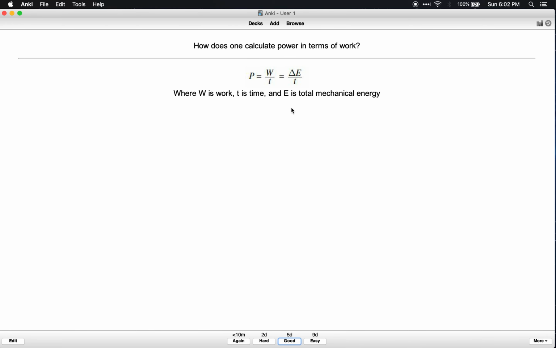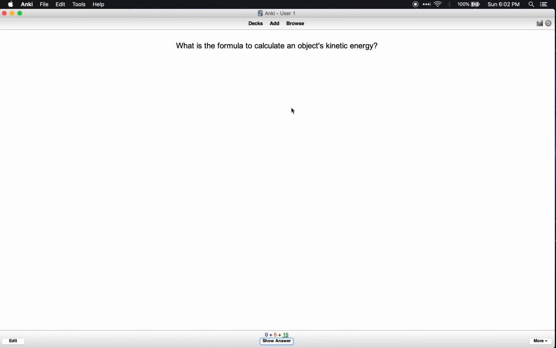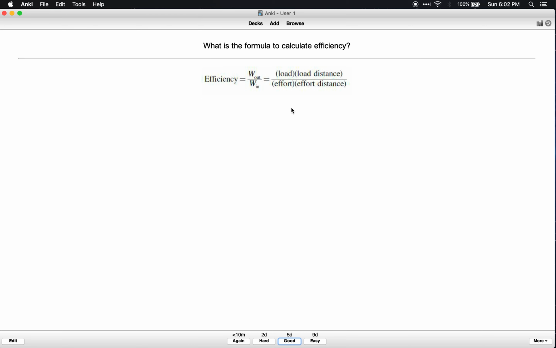Power equals work over t, or delta E over t. This is a formula to calculate an object's kinetic energy: KE equals 1/2 mv squared. What is kinetic energy? Energy associated with motion. Efficiency equals work out over work in, or load times load distance over effort times effort distance.